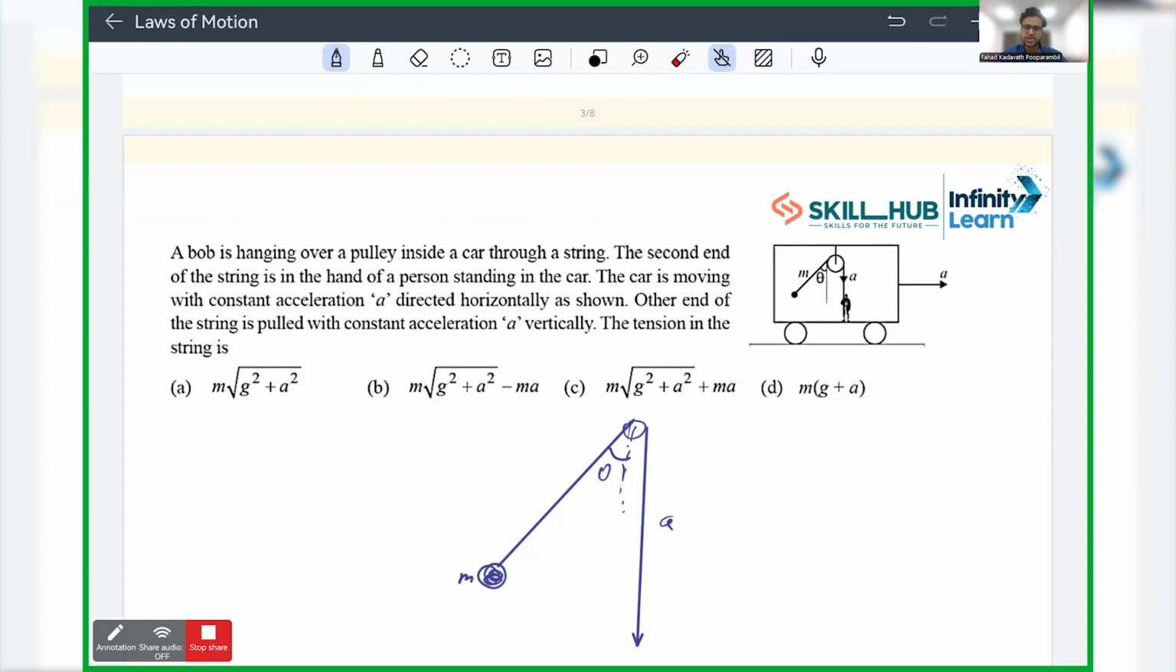Here also we have to take the pseudo acceleration like we did in the previous question. Since the car is moving forward with an acceleration A, we can take a pseudo acceleration towards the left. The car is moving towards the right, so the pseudo acceleration we take towards the left. And G would be downward.